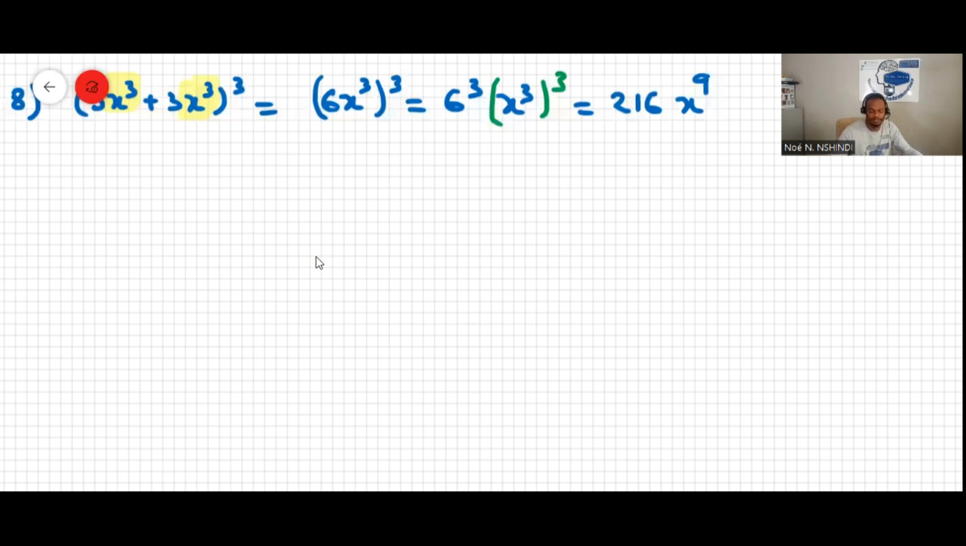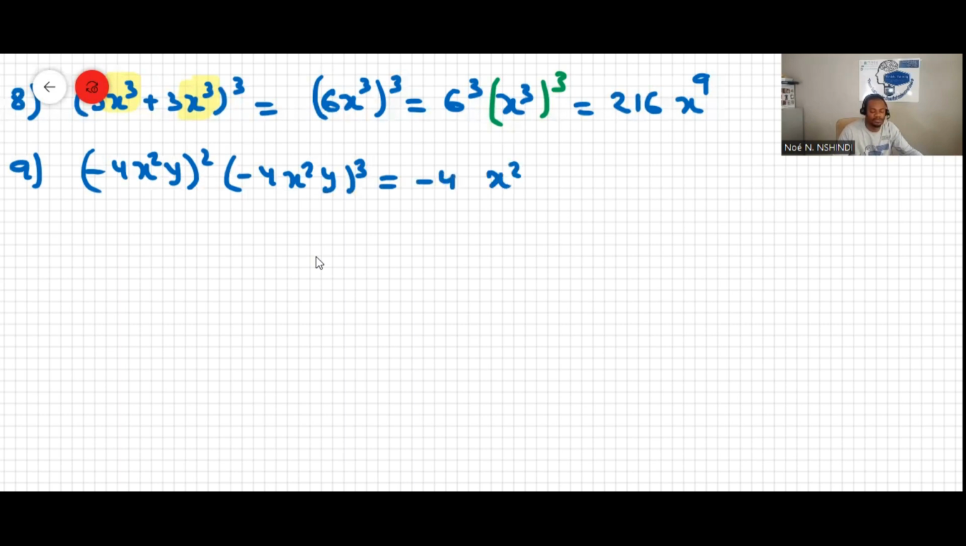We can do question 9. The question says: -4x²y to the power of 2 multiplied by -4x²y to the power of 3. So we raise this to the power of 2: -4x²y, we raise this to the power of 2, we raise that also to the power of 2.